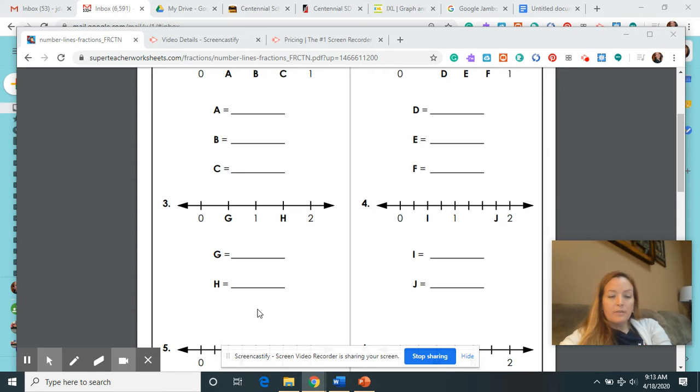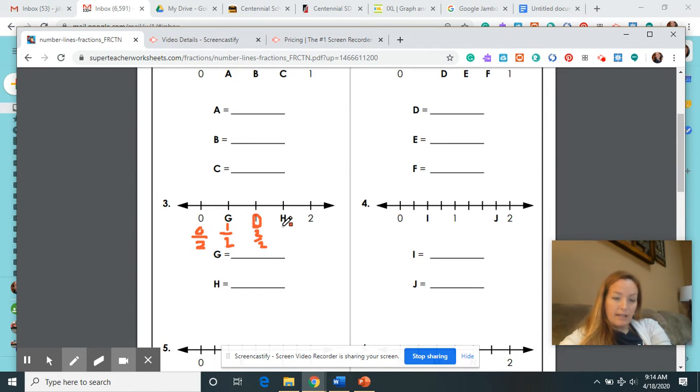Okay, so we left off just about when we were about to plot our mixed fraction. So I'm going to take a look at this number 3 item again. We knew that this is stopping at 1/2. We knew that this was 1/2. And this number line was partitioned into the denominator of halves. So I know right away, this is 2/2.